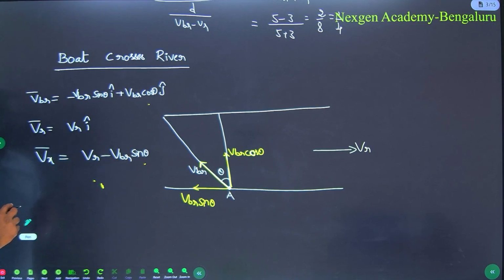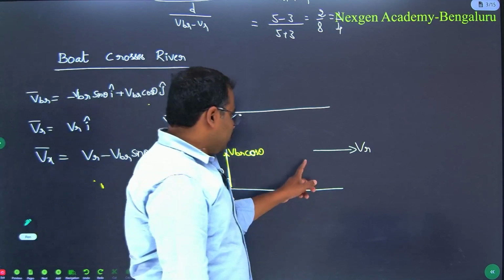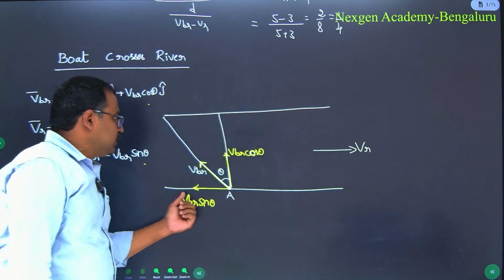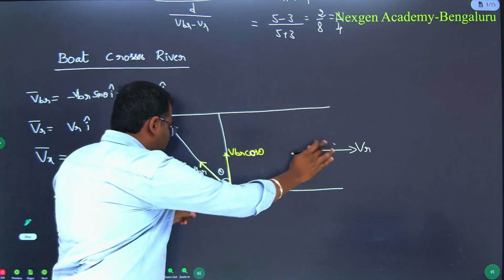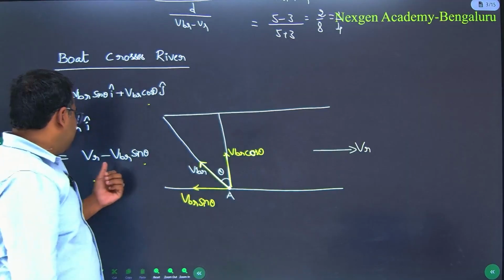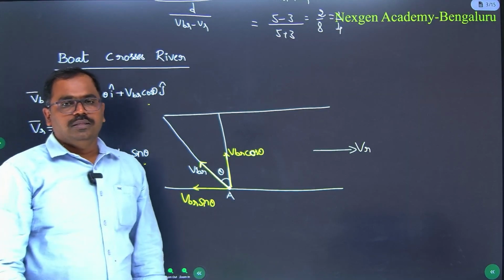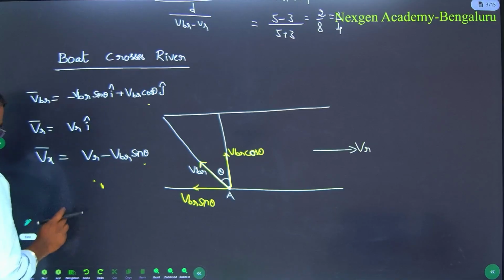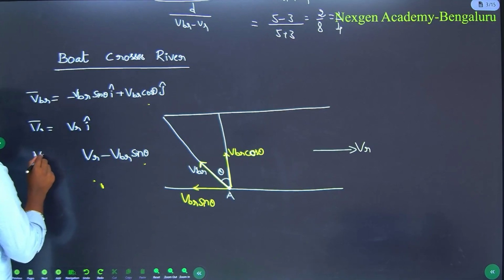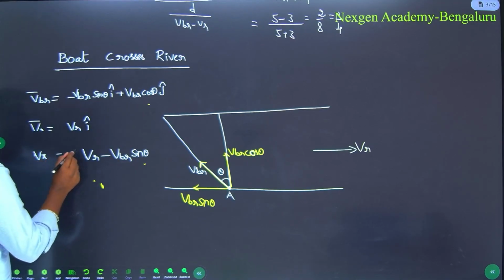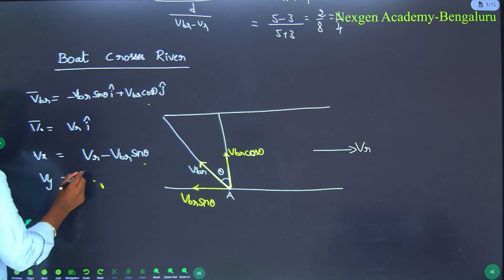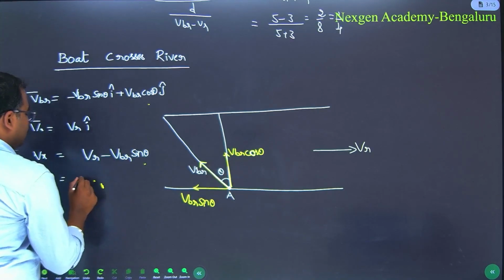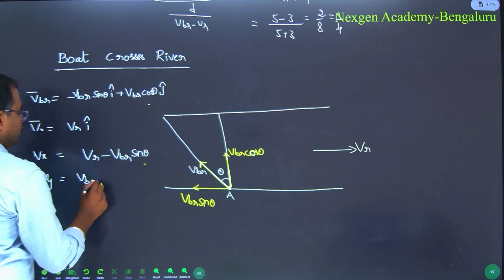Why do you take negative, sir? The velocity of the river is in this way, but this horizontal component of the boat is in this way. These two directions are opposite, so we are taking VR minus VBR sin theta. Similarly, along the y direction, Vy is only the y component, VBR cos theta.